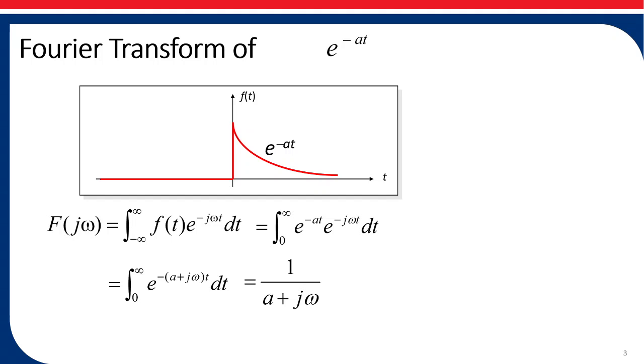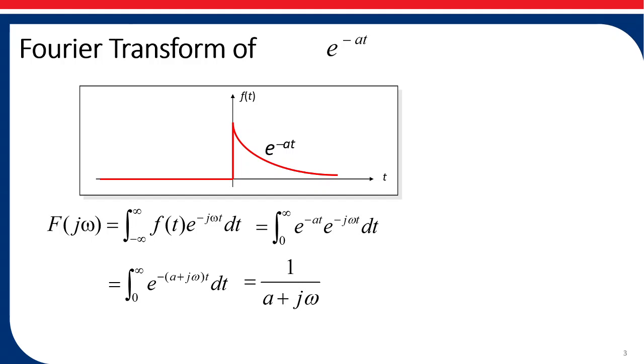So it will become integration from 0 to infinity of e raised to minus of a plus j omega t dt. And we can find out very easily this integration of e raised to minus of a plus j omega t dt. Its integration will come out to be e raised to minus of a plus j omega t divided by minus of a plus j omega, with upper limit infinity. That term e raised to minus of a plus j omega t will become 0, and with lower limit it will become plus 1. So answer will come out to be 1 upon a plus j omega. The Fourier transform is always a complex number.